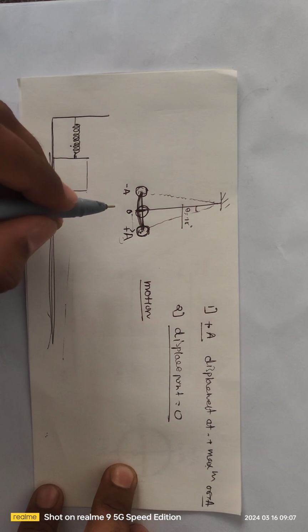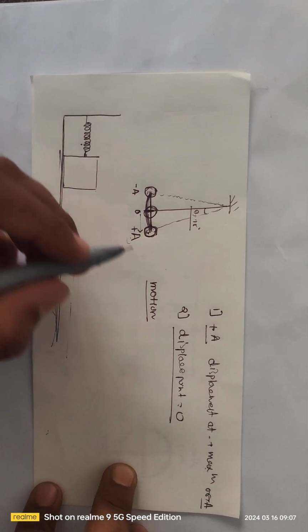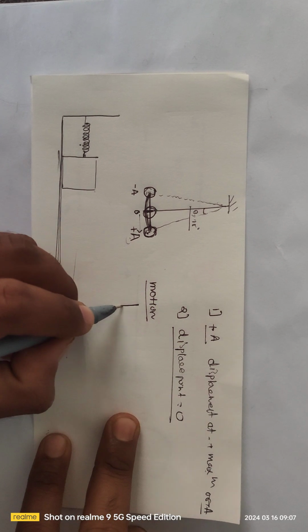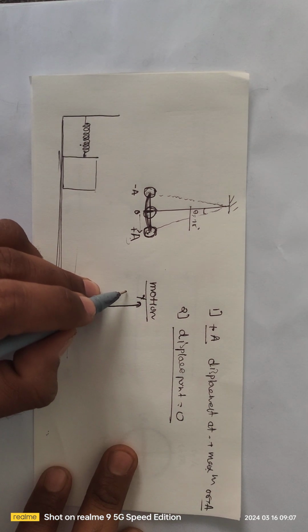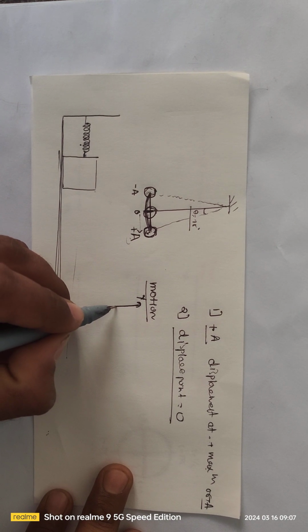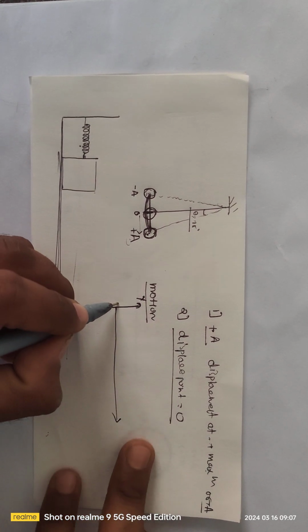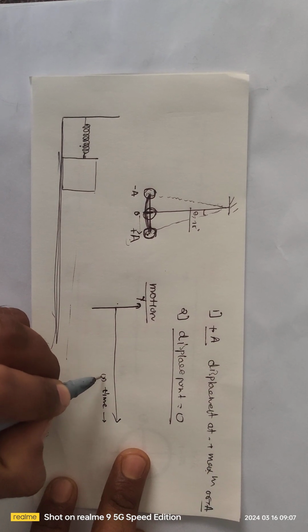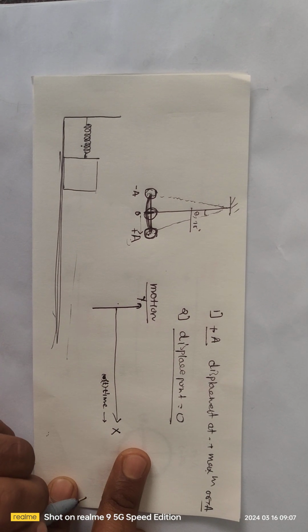I want to represent the motion by graphical method. So I will take displacement in y direction, okay, it is y direction. I will take displacement with respect to time. So I will take time t in x direction.